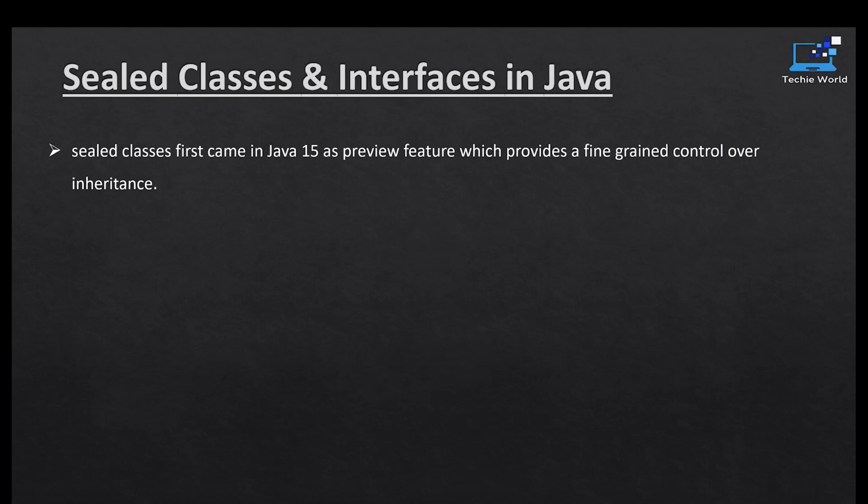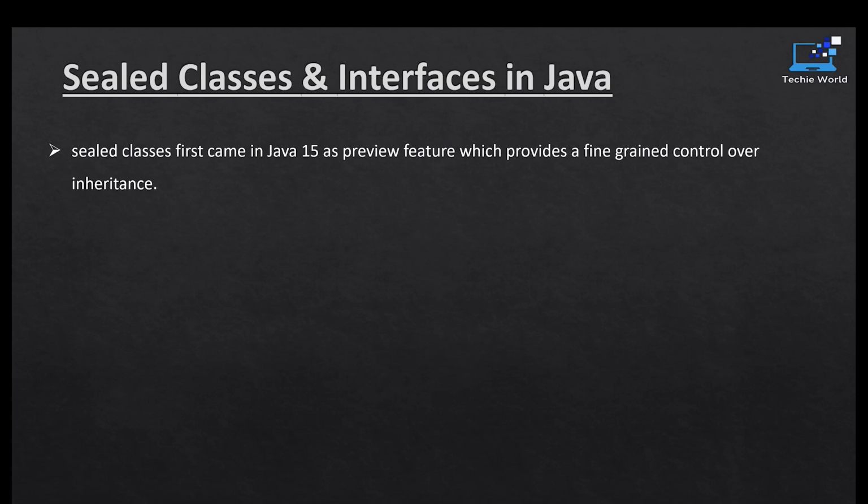How does it provide the fine-grained control? Three new keywords came into the picture: one is sealed, another is non-sealed, and the third is permits. With the help of these three keywords, you can write a sealed class in which you can define which classes are allowed to extend this class by using the permits keyword. We'll see that in detail when we do the code demo.